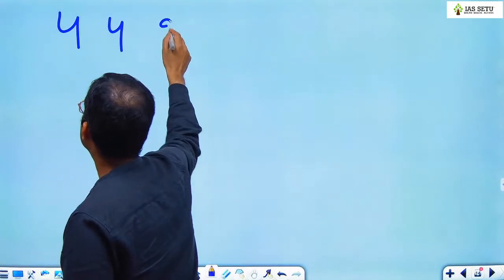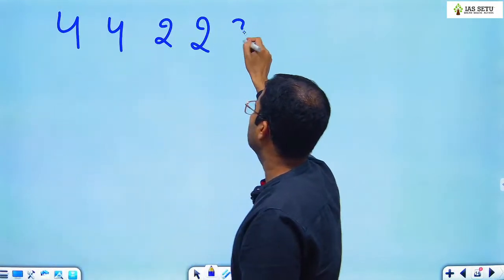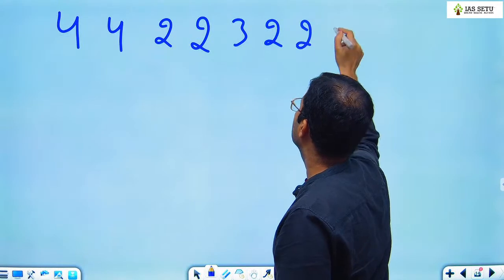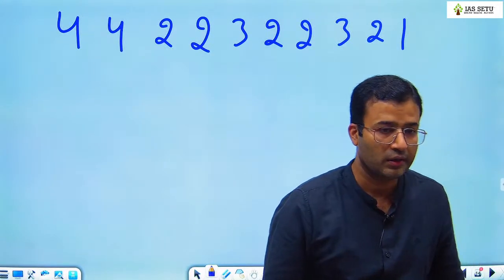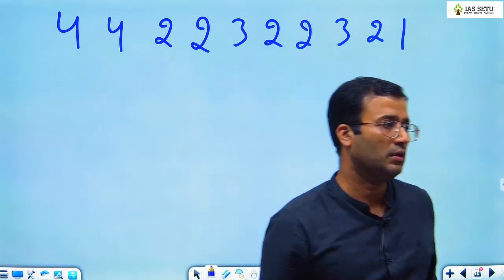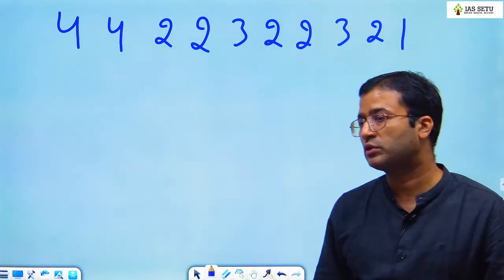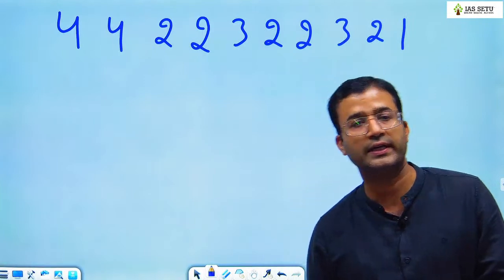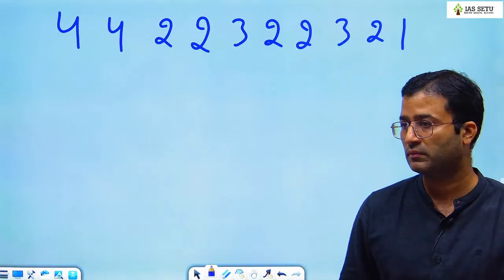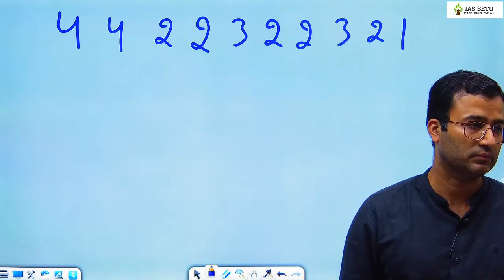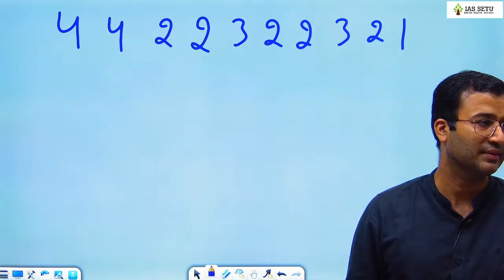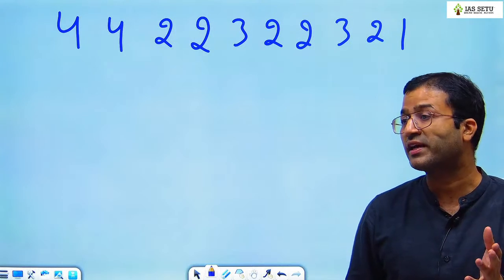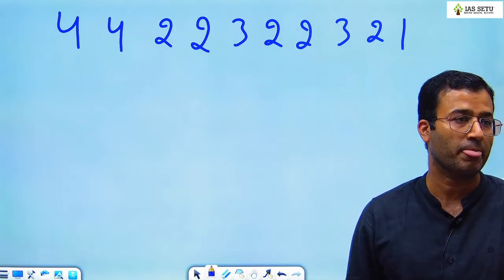4 4 2 3 2 2 3 2 3 1. Double 4 2 2 3 2 2 3 2 1. It's like a 10-digit number, like mobile number. In college days, you remember so many mobile number. So you add one more, which may give you 2.5 marks.